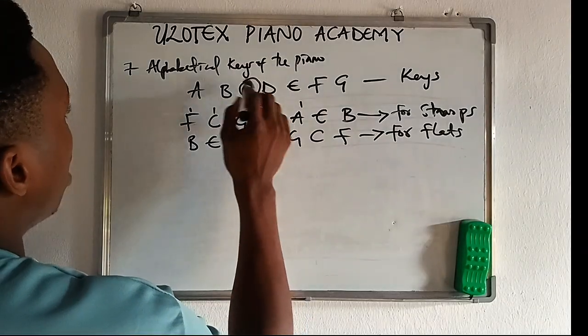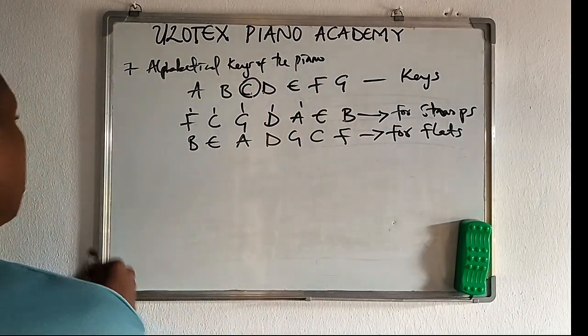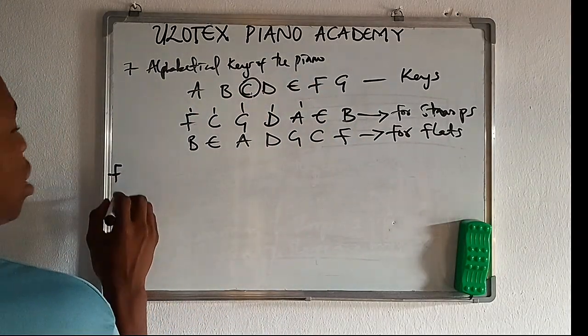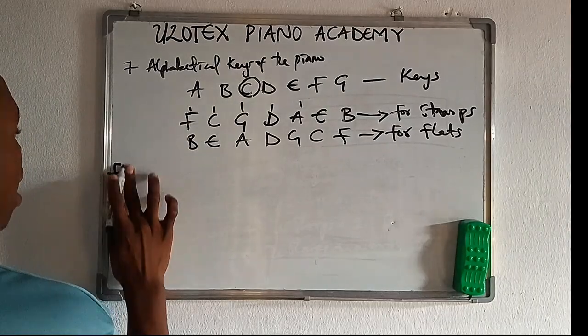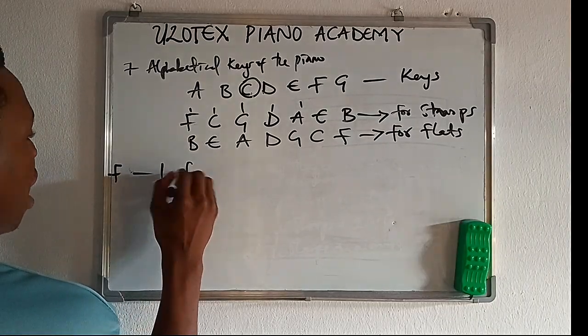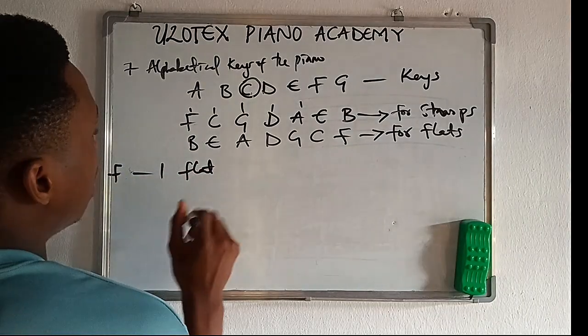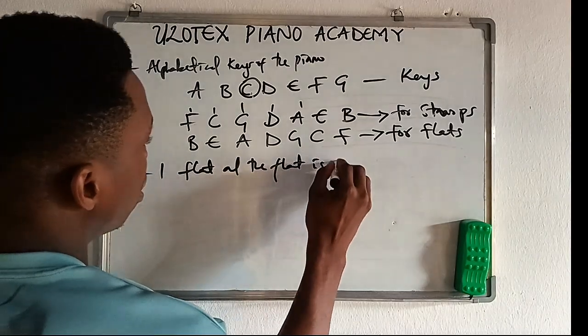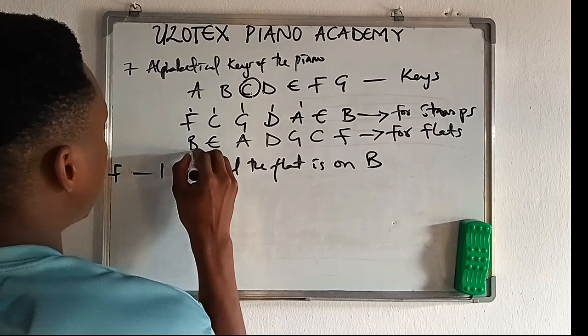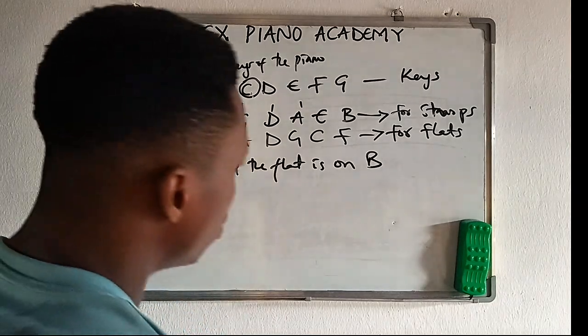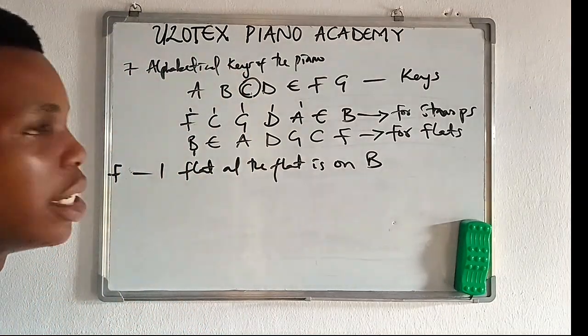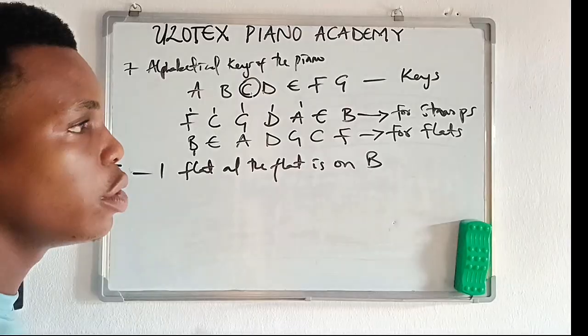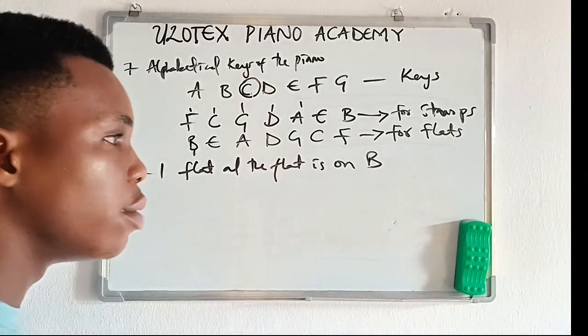1, 2, 3, 4, 5. So we have key F, and it means that key F has one flat, and the flat is on B. Look at our B now. So you see that this thing is working like magic. On key F, for you to play a scale on key F, you have to flat B.